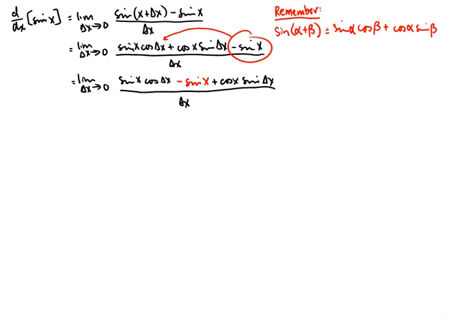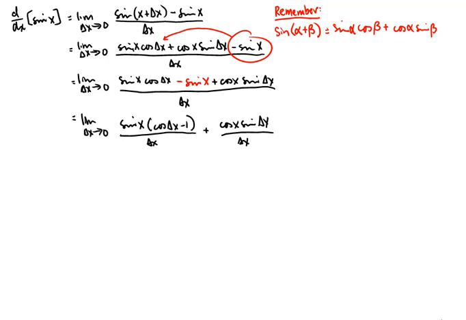As I said before, we're going to factor out a sine of x from the first 2 terms in the numerator. So we get sine of x times the quantity cosine delta x minus 1. And I'm going to form a new fraction here by putting this all over delta x by itself. Then I still have cosine of x sine of delta x with a positive. And I'll form a new fraction with that term also over delta x.